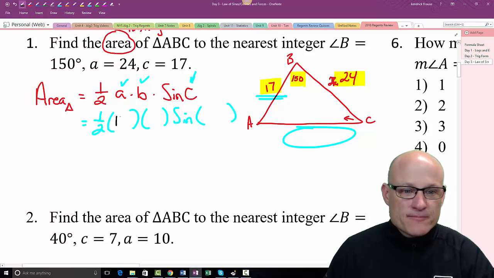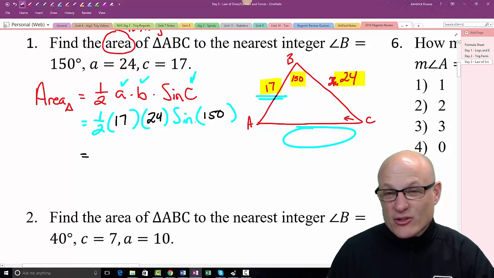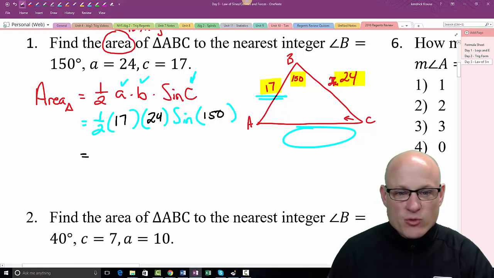So 17, 24, and 150. And let's see. Sine of 150 is, I'm just going to do this in my head, 1/2. Half of 24 is 12. Half of that is 6. 6 times 17 is 102.